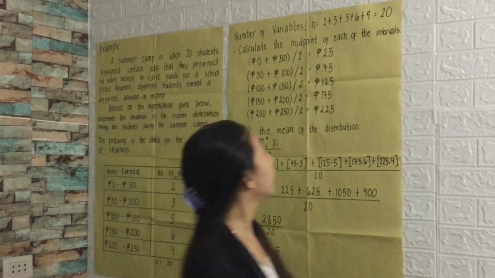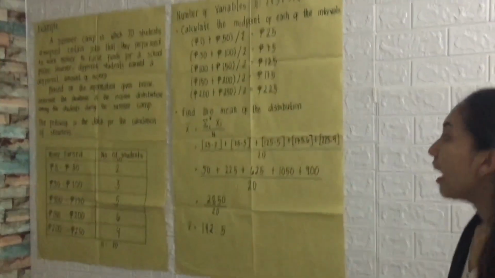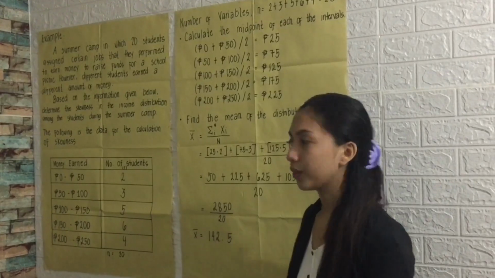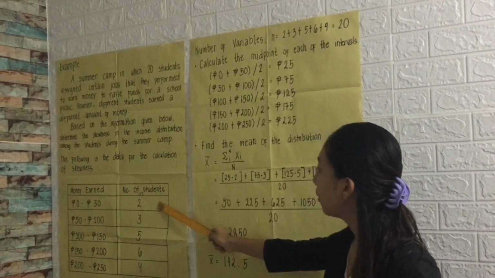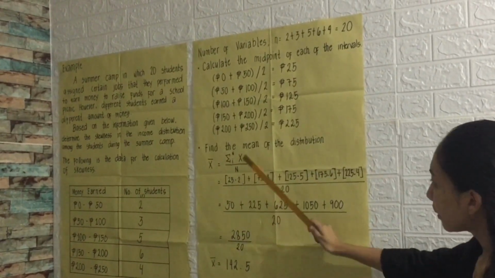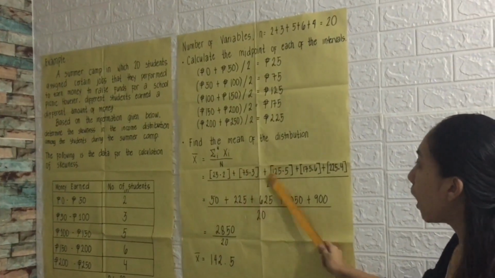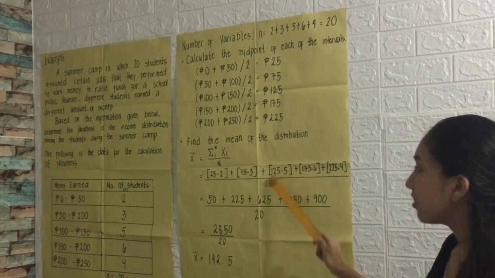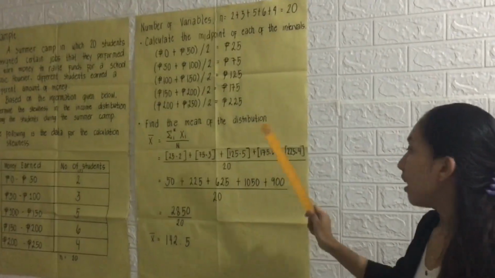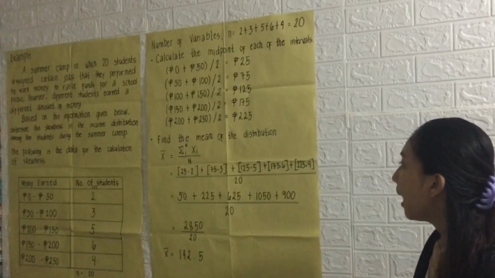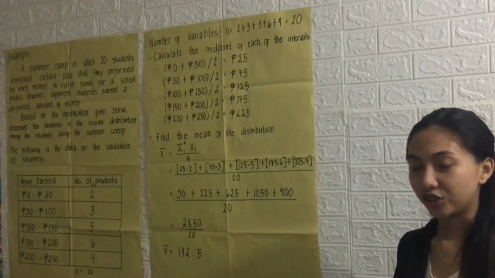So now we will multiply the midpoints here and the variables here. So first, we have 25 times 2 is equal to 50. 75 times 3 is equal to 225. 125 times 5 is equal to 625. 175 times 6 is equal to 1050. And 225 times 4 is equal to 900.